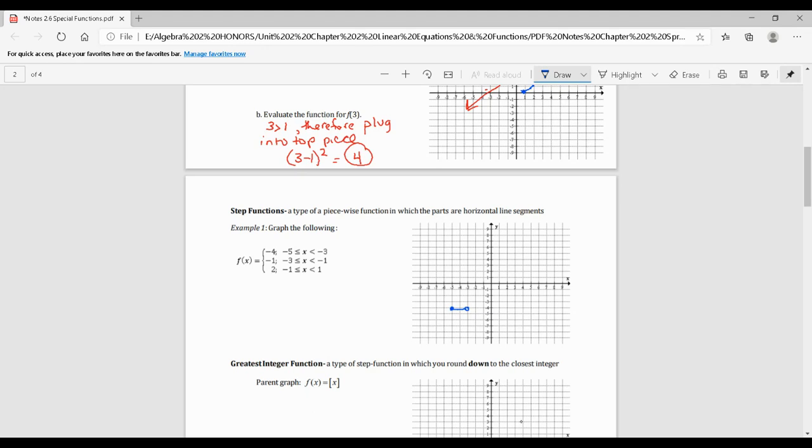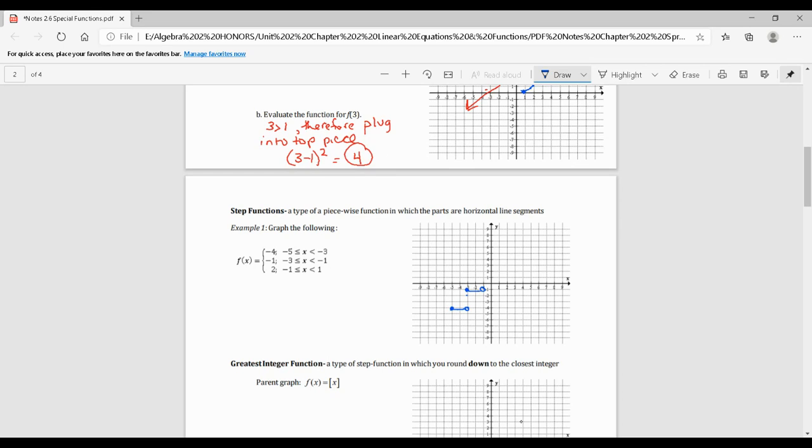Now let's graph the second piece. It's saying, okay, now jump to the y value of -1. And I'm going to be -1 from -3, and it's included. Oops. Just plotted down at -2. And it's included until -1, open circle.